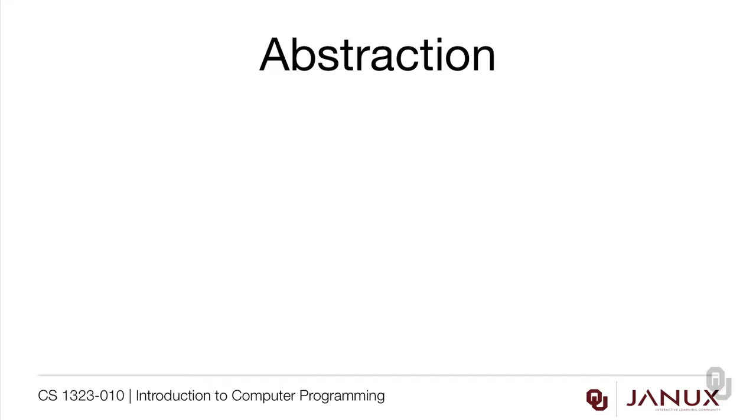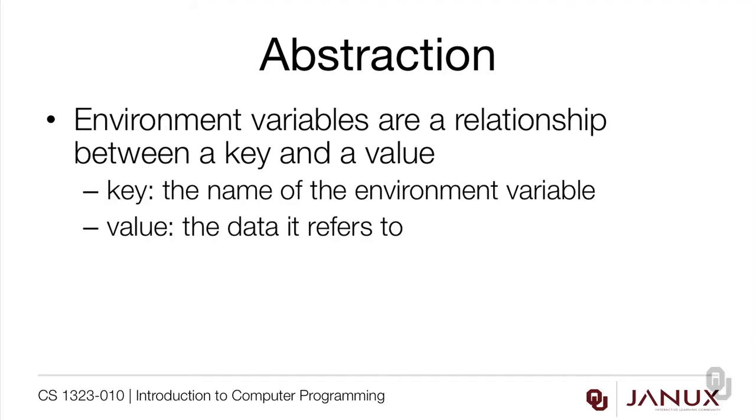Now, there's something very important going on here that I want to call to your attention. We're about to enter abstraction. Abstraction is incredibly important in computer science. In fact, it's one of the 7 principles, the 7 sort of big intellectual ideas that computer scientists have to master. So what environment variables really are is a relationship between a key and a value.